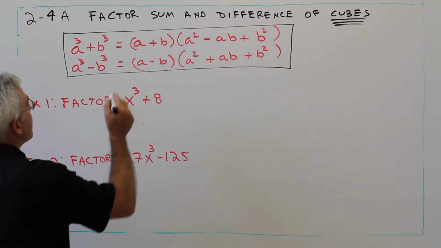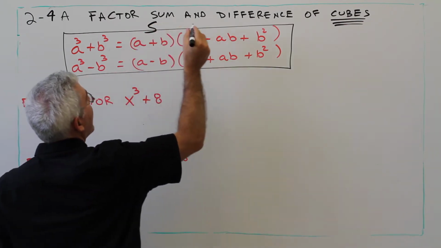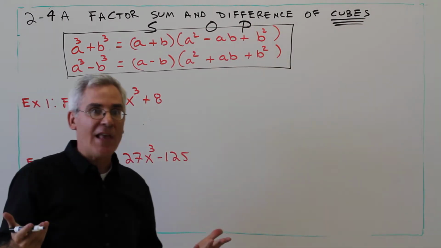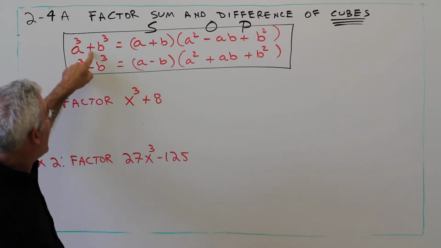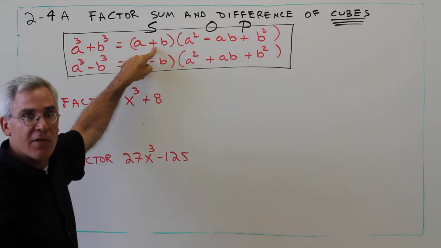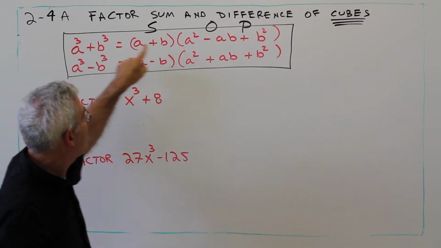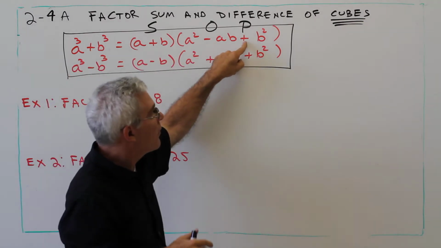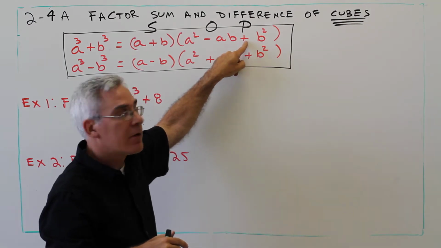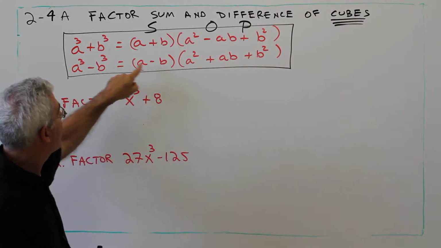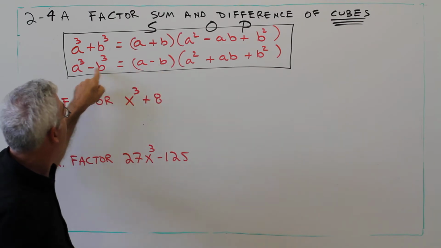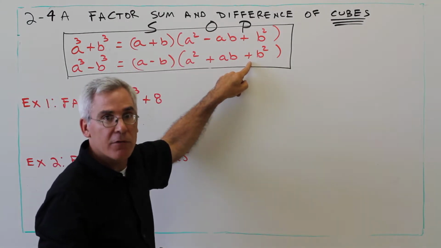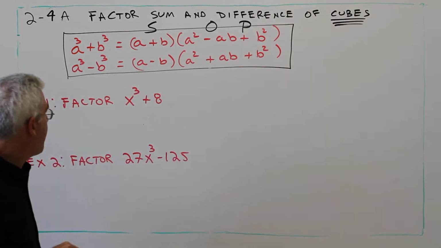So here's how I do it. It's with something called SOP, and I call that SOP. Whatever sign this is, the same sign. Whatever sign this is, the opposite. Whatever sign this is, still going to be plus or positive. Same thing over here. Minus, same minus. Minus, opposite plus. And this one's positive or plus. So here we go. Two examples.